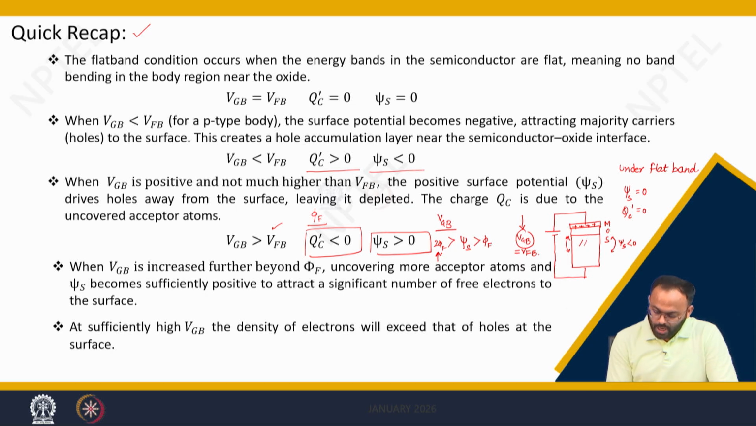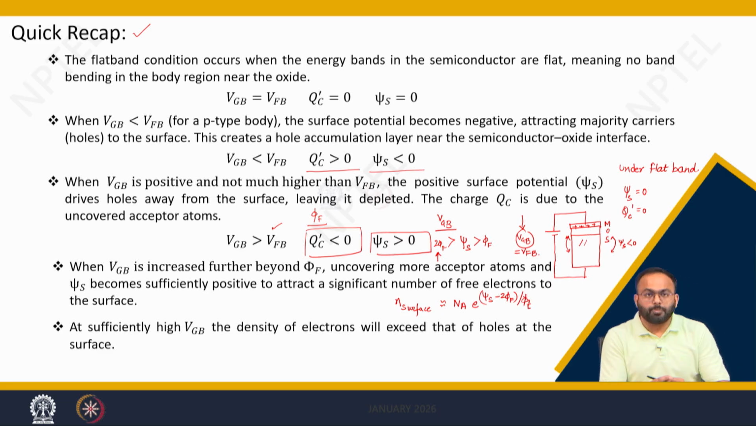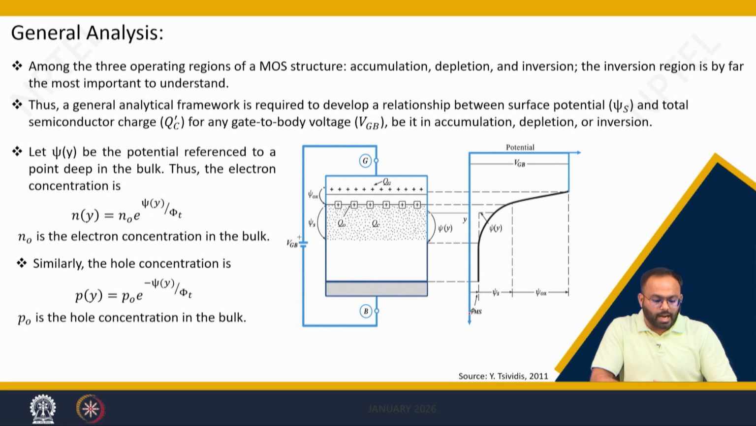We have also seen how the surface charge is related to the body doping, which is Na e to the power of psi s minus 2 phi f over phi t. So, when the surface potential exceeds the 2 phi f value, then N surface increases exponentially above the substrate doping. Let us get started with a general analysis, a general formulation.